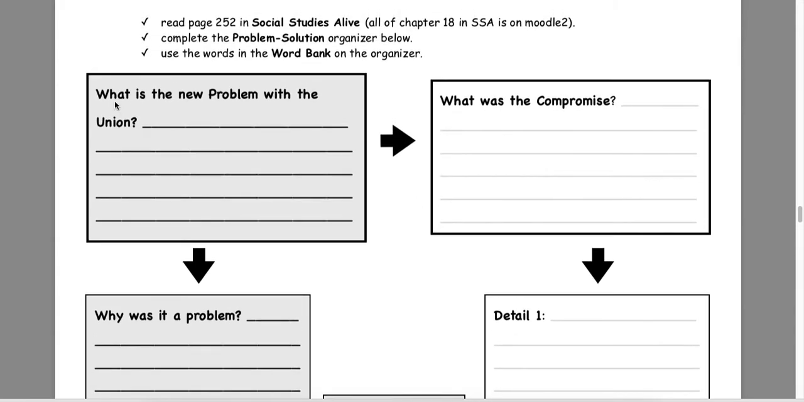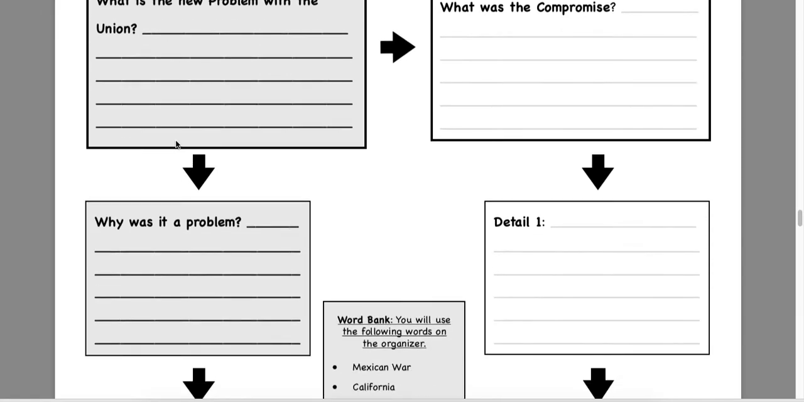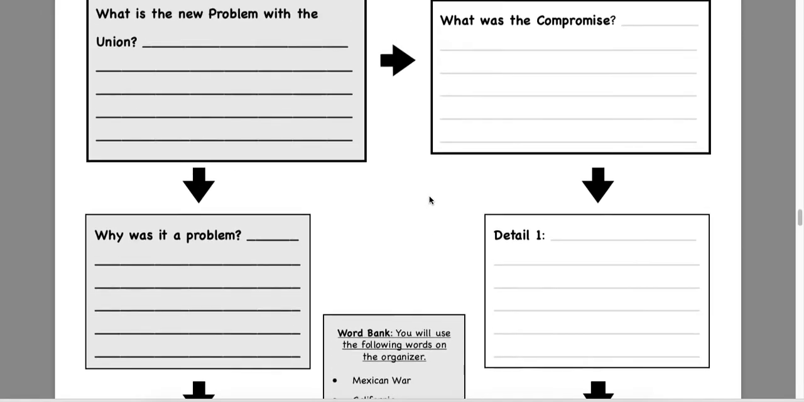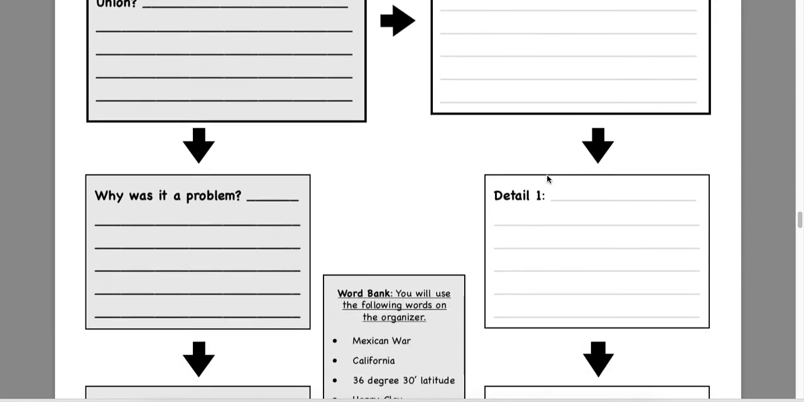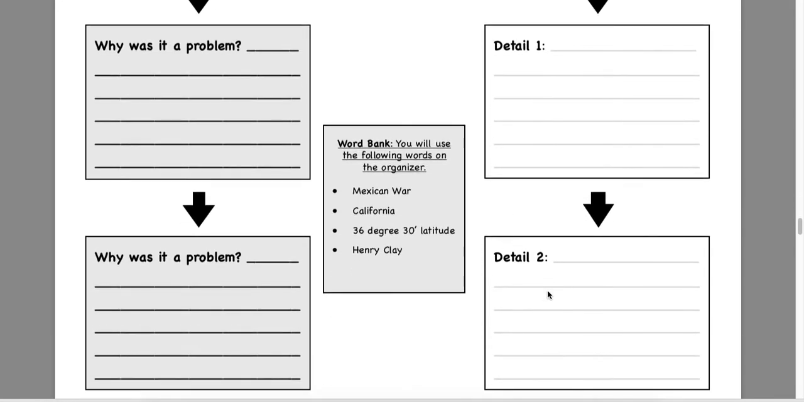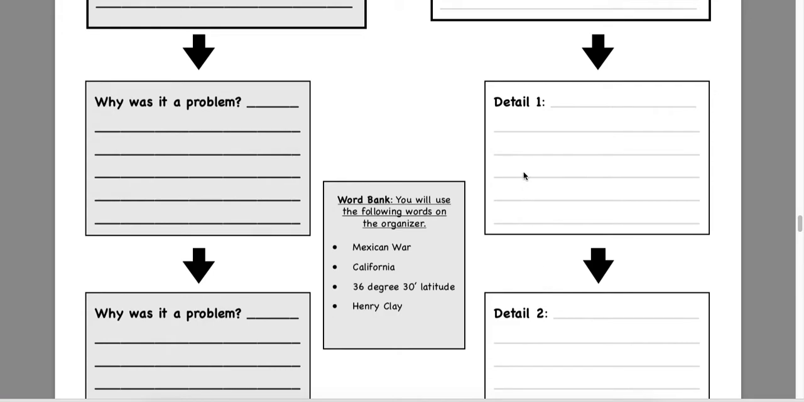And you're using a problem solution. So there's a problem facing the Union as we approach 1850. Why is it a problem? What's the compromiser solution? Detail about that solution. Here's a hint.